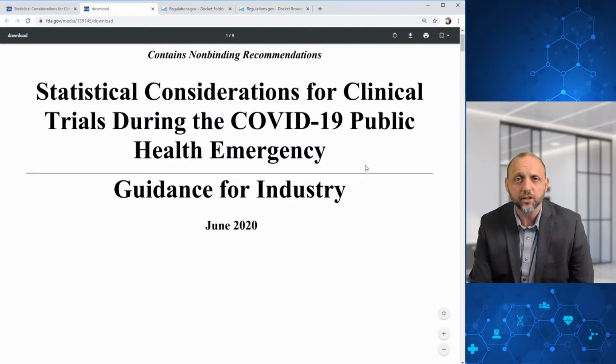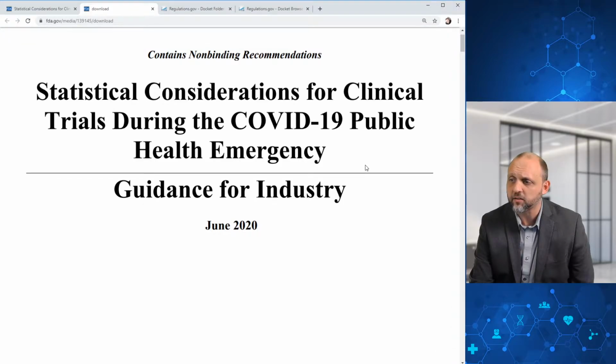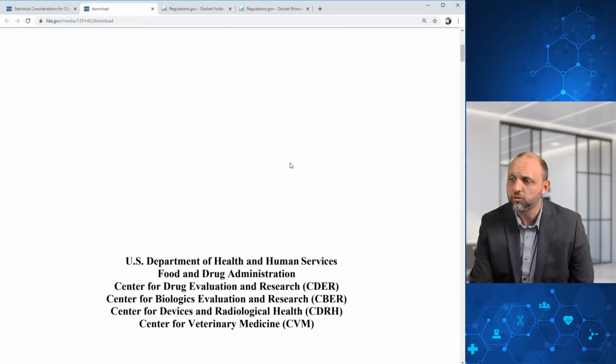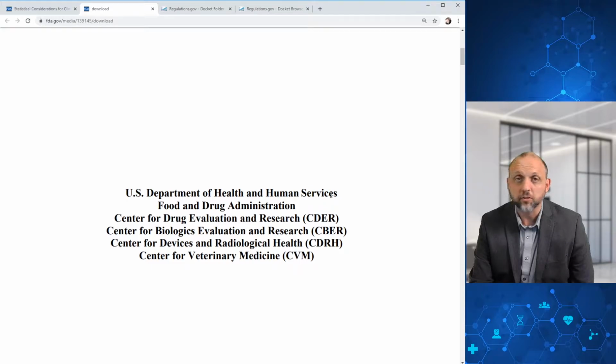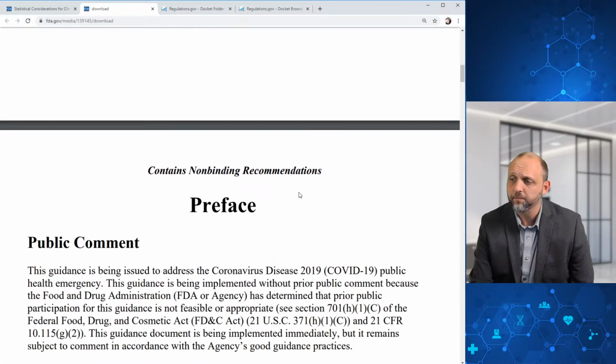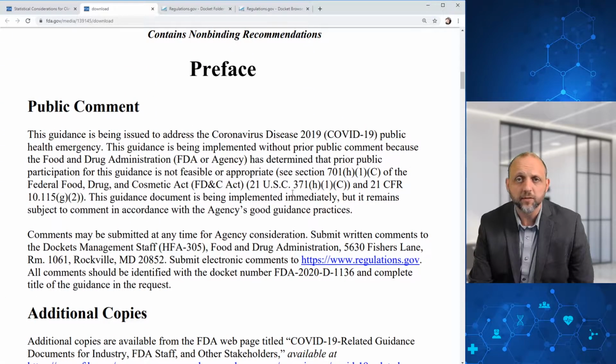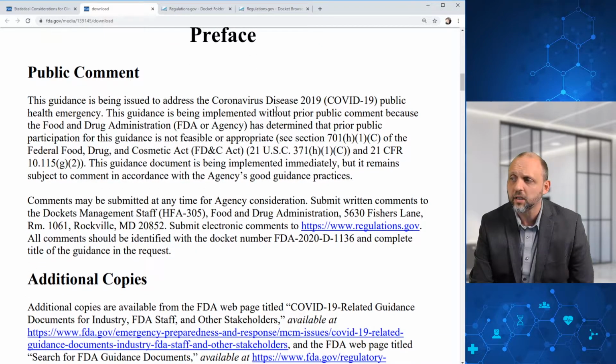So if we get into the actual text of the guidance document, again, we see it's published in June 2020. This particular guidance document is relevant to a number of centers at FDA, as we see here. And we get into the preface. A lot of this, again, is boilerplate, same kind of language that we're going to see in a lot of these COVID-19 public health emergency guidance documents.